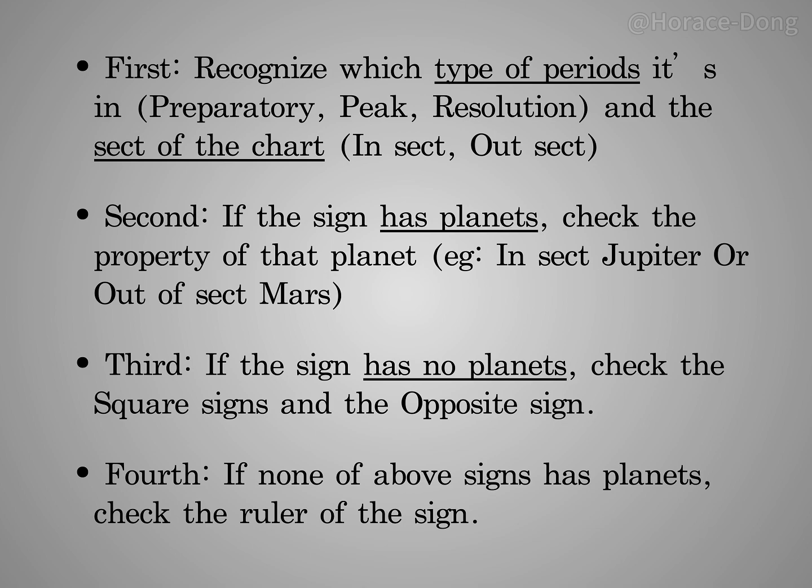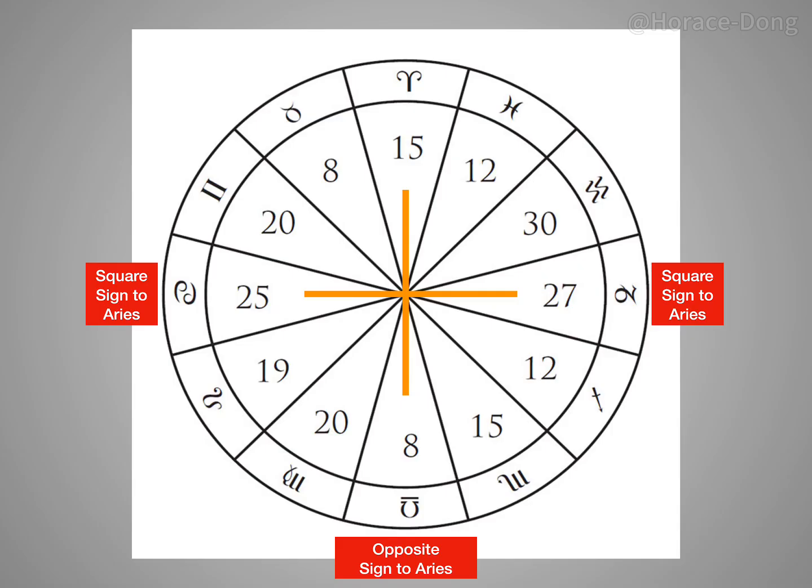Let's say the period you're trying to analyze has an in-sect Jupiter, without any intervention of other malefic planets. It represents a good luck and constructive period, and vice versa. If the sign has no planets at all, you'll need to check the square signs and the opposite sign. The square signs mean the signs that are 2 signs away. For example, Aries has no planets at all, so you check Cancer, Capricorn, and Libra to see if there are any planets there to determine the Aries period.